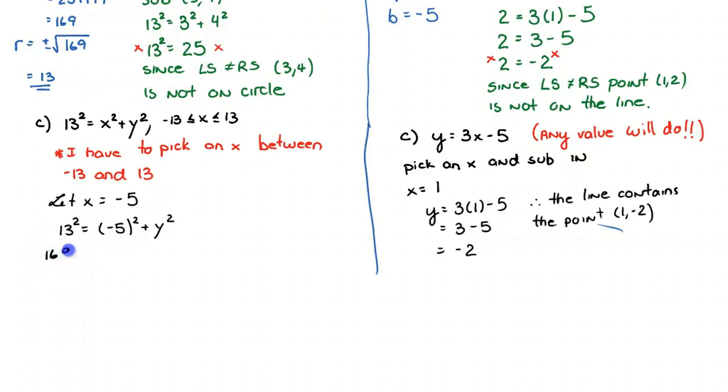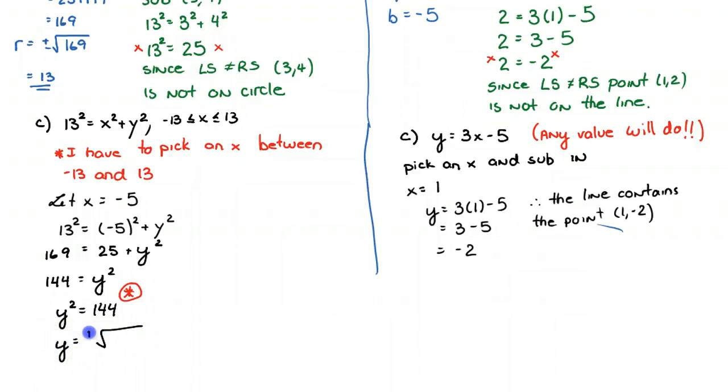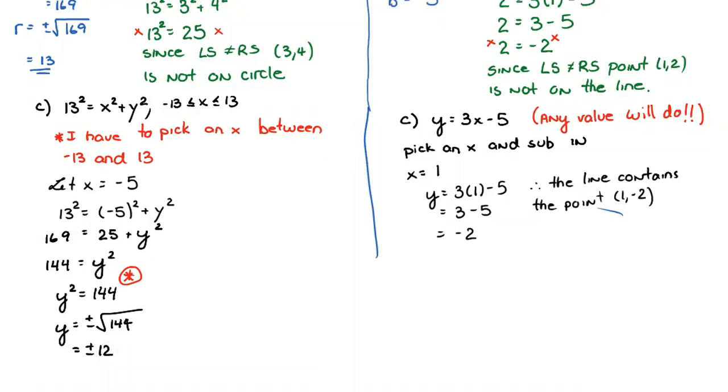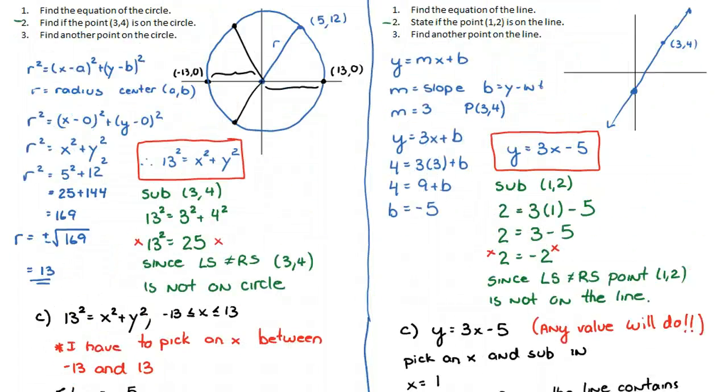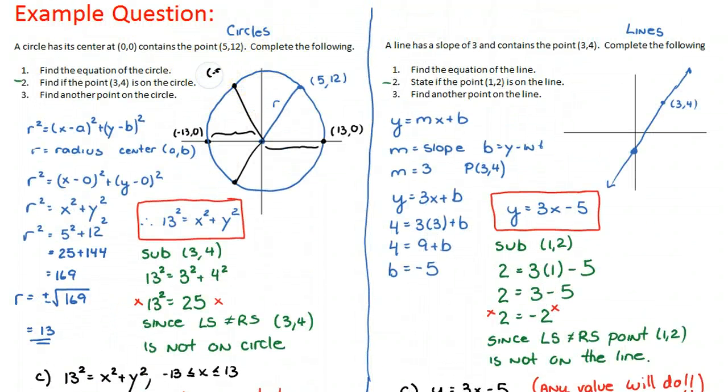Well, 13 squared is 169, negative 5 squared is 25, plus y squared. So then I'm going to get y squared by itself, so 144 equals y squared. So let's write it, y squared equals 144. And this is the point I really want you to watch. When you have to take the square root, you always have to account for both the plus and the minus case. So therefore y is equal to plus or minus 12. So two other points on this circle are negative 5, 12, and negative 5, negative 12. And if we scroll up here, we can see where these are. This would be negative 5, 12, and this would be negative 5, negative 12.